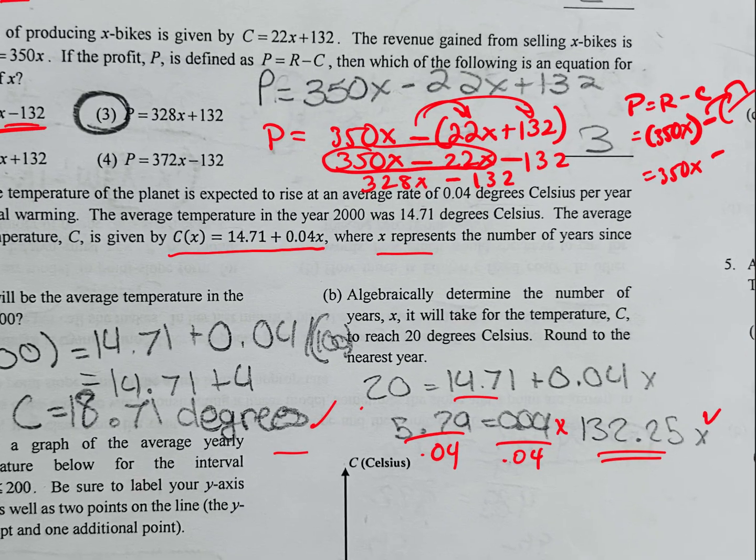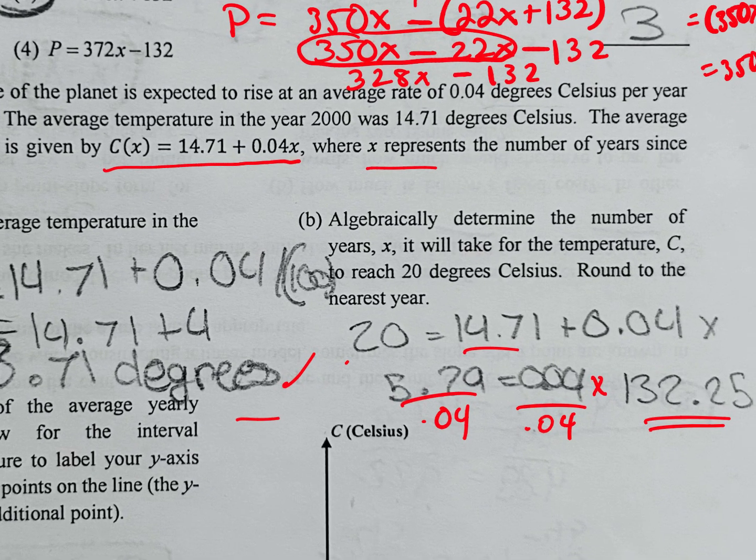So 5.79 divided by 0.04. Yeah, check that. So right here, it looks like 5.79. 20 minus 1. Oh, that's a 5.29. That might make the difference. 132. Yep, you are correct.